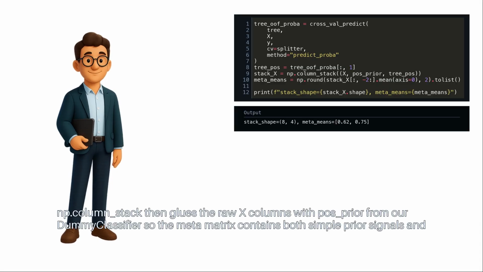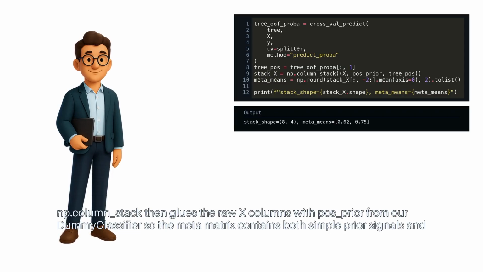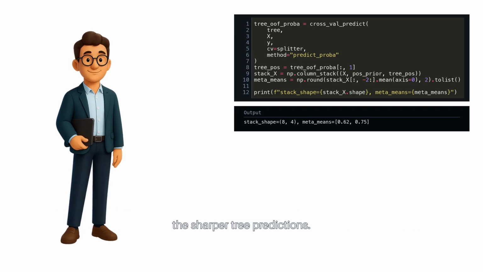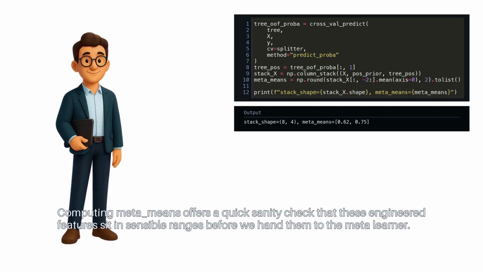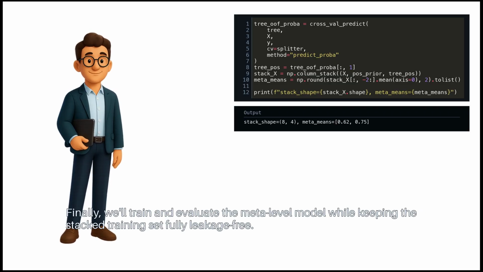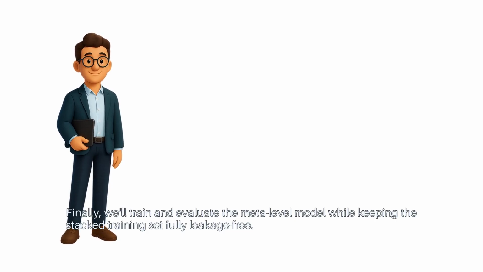np.column_stack then glues the raw X columns with pos_prior from our DummyClassifier, so the meta matrix contains both simple prior signals and the sharper tree predictions. Computing meta means offers a quick sanity check that these engineered features sit in sensible ranges before we hand them to the meta learner. Finally, we'll train and evaluate the meta-level model while keeping the stacked training set fully leakage-free.